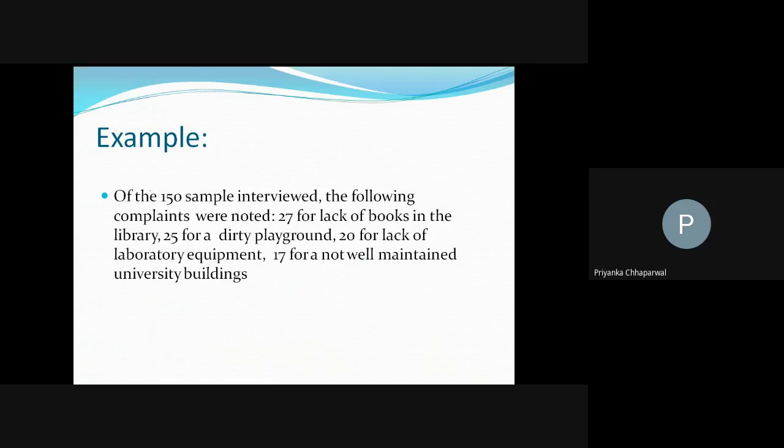We have 150 sample data; I interviewed them. 27 people said there is a lack of books in the library. 25 said the playground is not clean. 20 said that in the laboratory, such as chemistry and physics, the equipment is not there. And 17 said the university building is not well maintained.